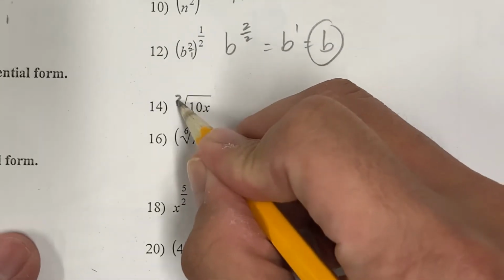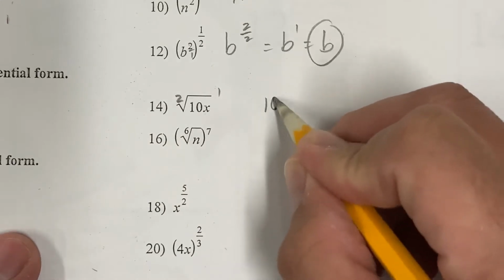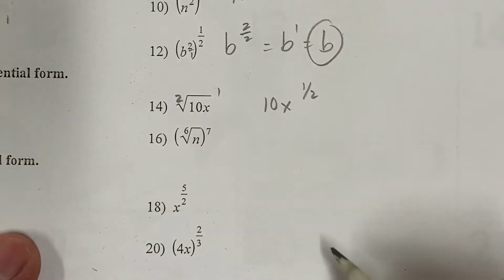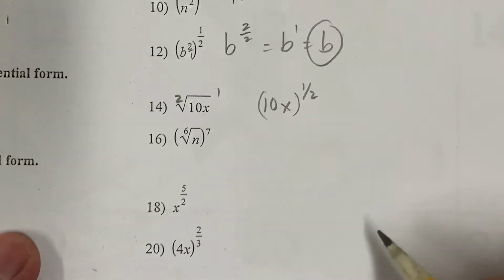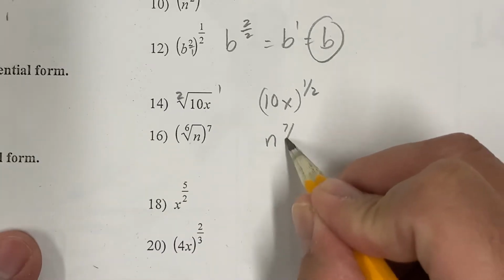Number 14, there's an imaginary 2 here, an imaginary 1 there. So that will be 10x to the 1/2. And again, don't forget the parentheses. Here, n to the 7/6.